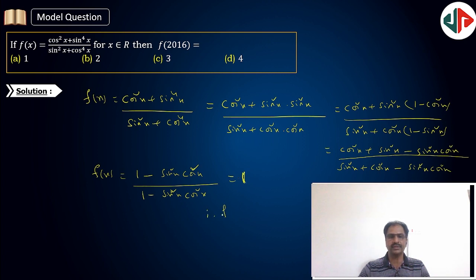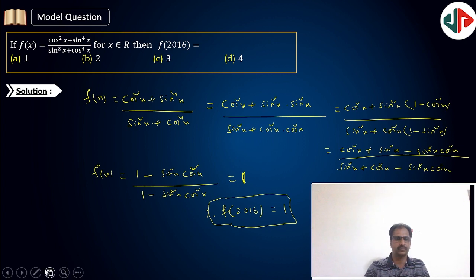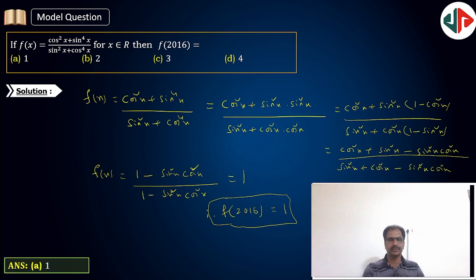If f of x is 1, what is f of 2016? X should be replaced with 2016, but we don't have any x term, again you get 1. Not only f of 2016, even if the question is f of 2024, the answer is 1 only. Because f of x we got as a constant, so f of anything will be the same constant. So option A is correct.